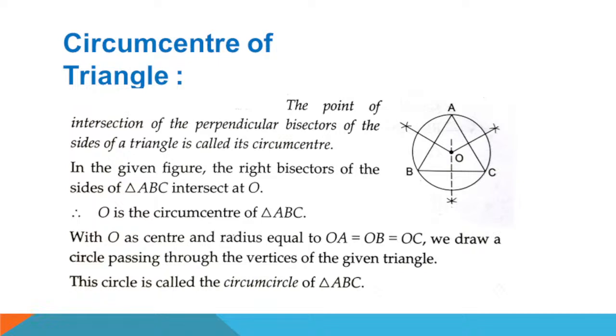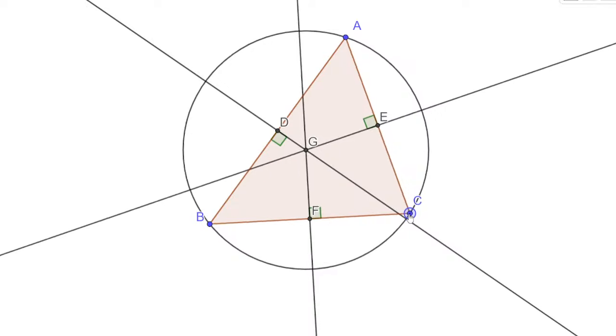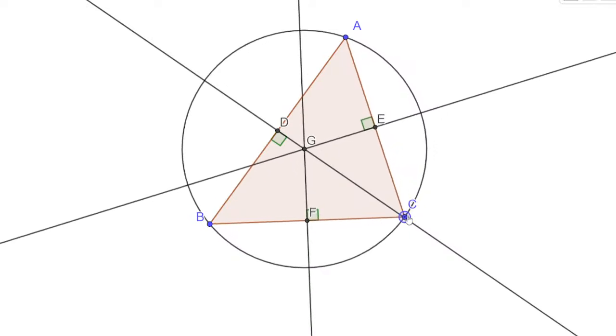Give me a few seconds. See, this is the triangle ABC. These lines are all perpendicular bisectors. That means AE is equal to EC.